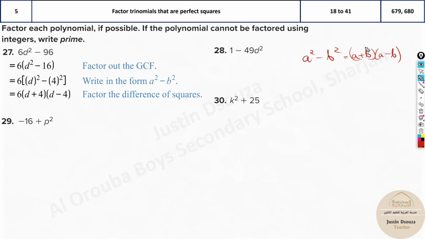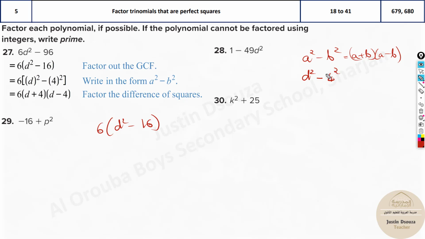This is the thing that has been used. Now here we have 6 common out. It'll be d squared minus 6 times 15 is 90, so 96 is 16. And then we know 16 can be written as 4 squared. So both these terms can be written as squares. It's d squared minus 4 squared.